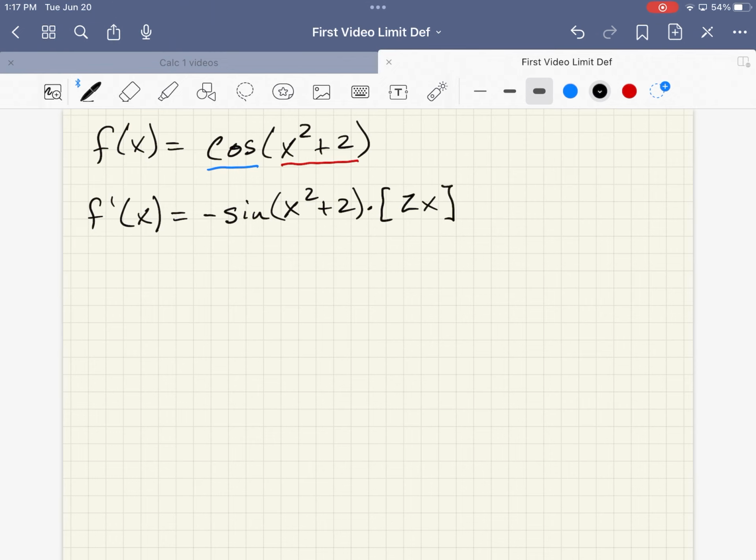It didn't matter on this one, but it could have mattered if we had had something else, because you've got to multiply the entire thing. And so we'll look at an example like that in a moment. Okay, so let's do one that's a little bit more involved. This next one is going to involve both the product rule and the quotient rule.